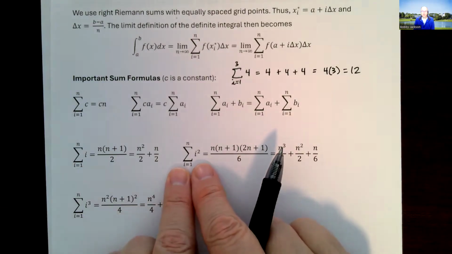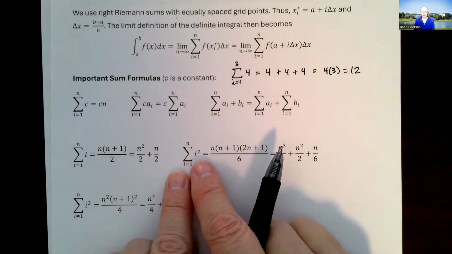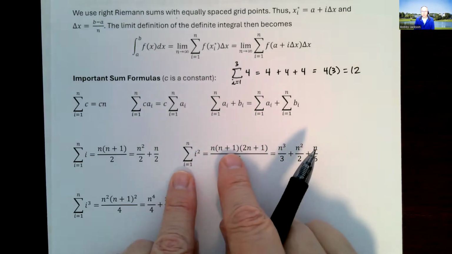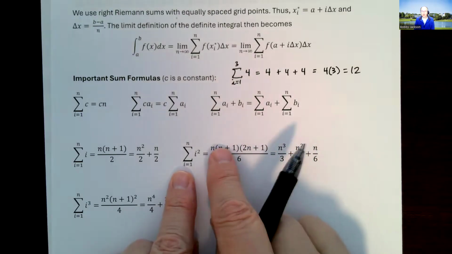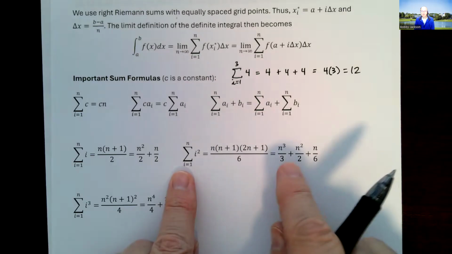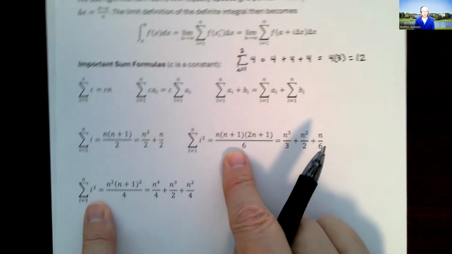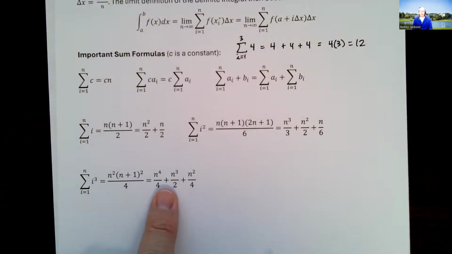Now, if you sum the first n perfect squares, so this would be 1 plus 2 squared, which is 4, plus 3 squared, which is 9, plus 16, plus 25, and so on, all the way up to n squared, you have this formula. Now, this is n times n plus 1 times 2n plus 1 divided by 6, so it's more complicated. If you expand all that out and break it up, you get this. That's the one I'm going to typically use. And then the sum of the first n cubes is this formula, which expands out to this.